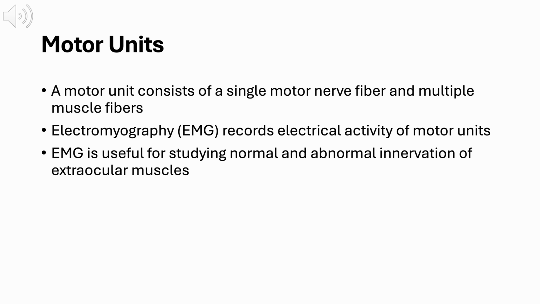This slide introduces motor units and how we study their activity in eye muscles. A motor unit consists of a single motor nerve fiber and all of the muscle fibers it innervates. When that nerve fires, every muscle fiber in its motor unit contracts together, producing a coordinated mechanical response. Electromyography, or EMG, records the electrical activity generated by these motor units. By measuring when and how strongly motor units fire, EMG allows us to assess muscle activation patterns directly.